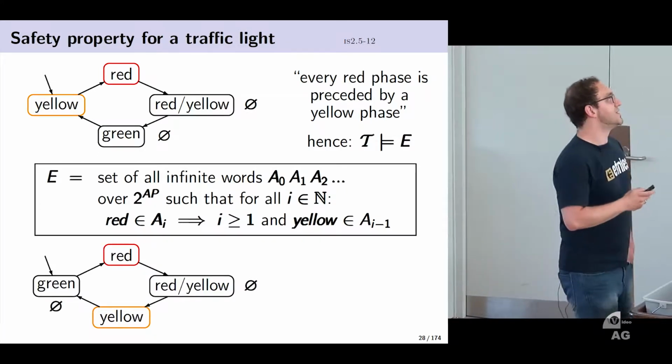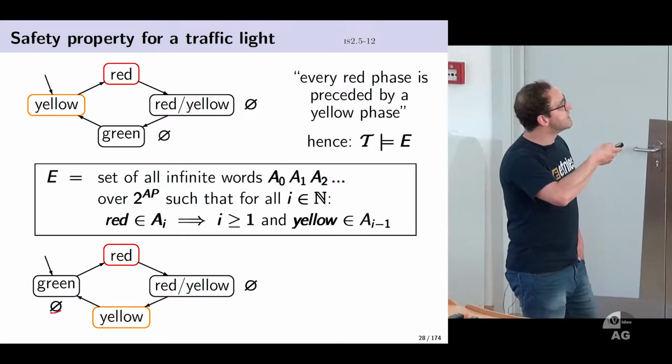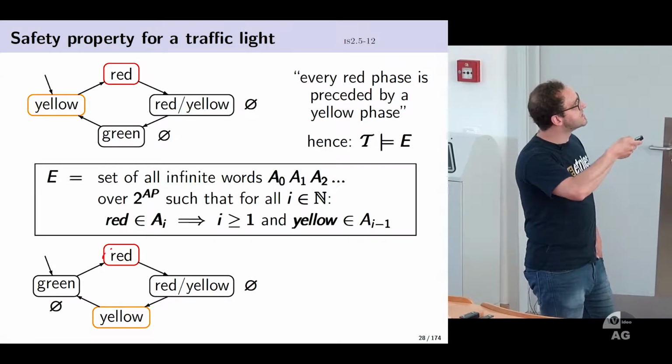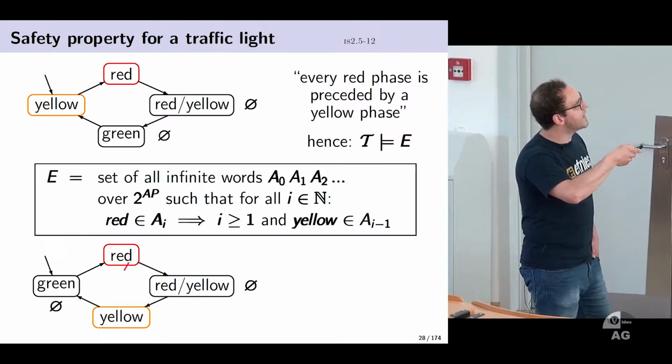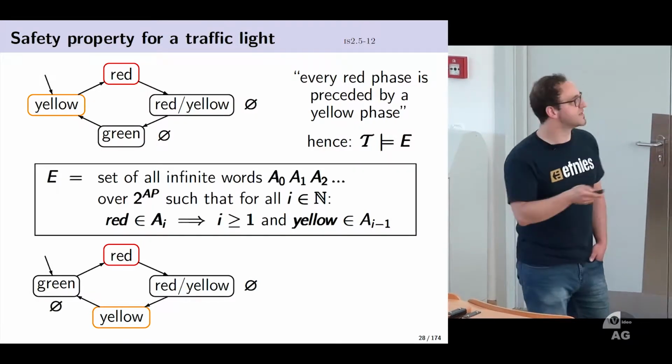Let's look at this other transition system. It starts in green, so no labels here. This is labeled with red, and this is again labeled with yellow. And here you can already tell that the property is not going to be satisfied, right?